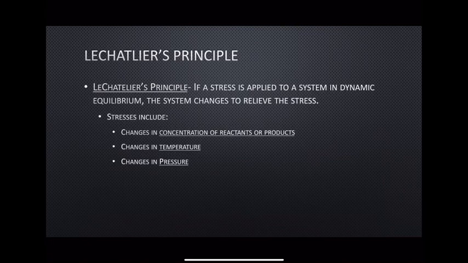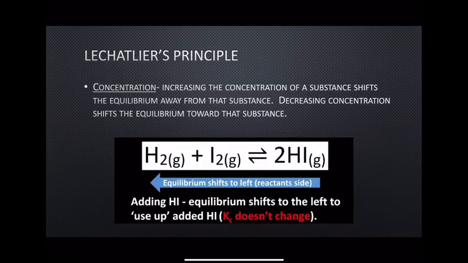What are those changes that can cause this shift to happen? Well, these changes are sometimes referred to as stresses, but they include a change in concentration of reactants and products, a change in temperature, or a change in pressure. If you change any of those things in a system in equilibrium, it's going to cause the equilibrium to shift. All right? Now, let's explore this a little bit further. So let's look at concentration first. So let's just read this together.